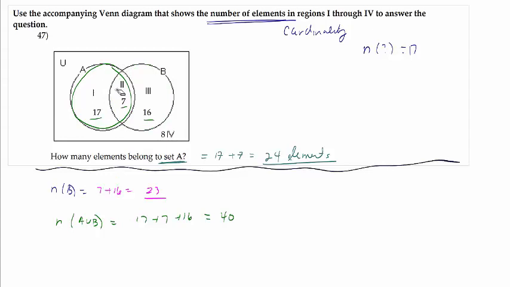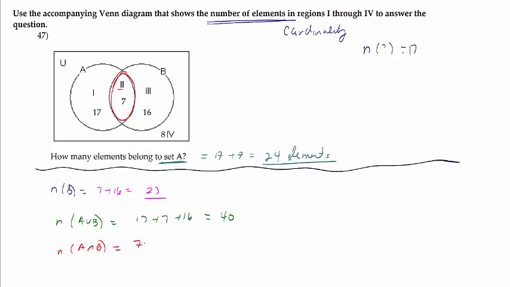And then the last one, let's go ahead and look at the intersection. So how many elements are in the intersection of A and B? And A intersect B is just right here. We have only one region with 7 elements in it.